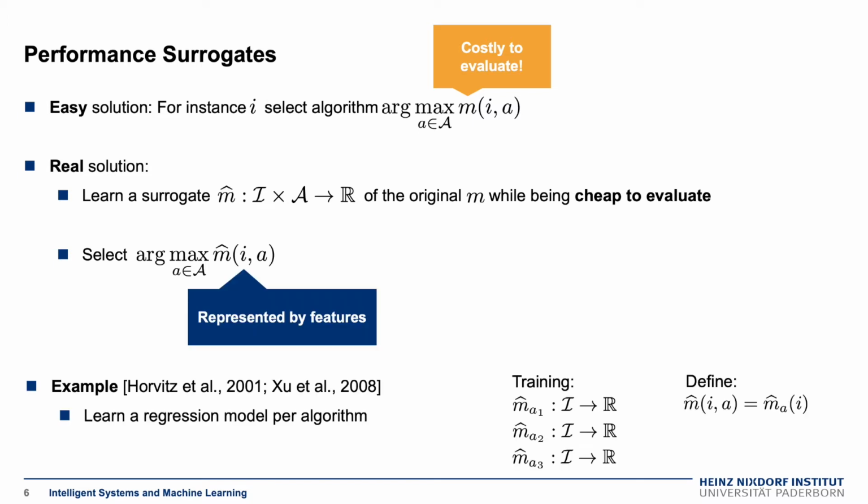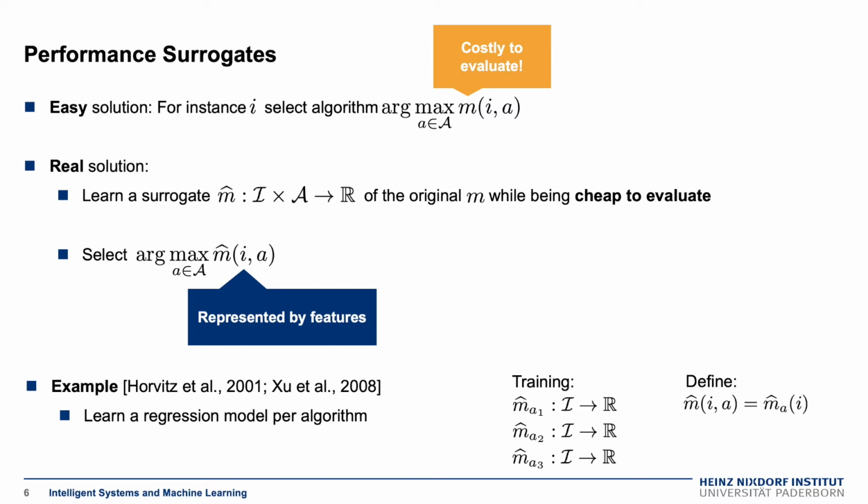And the key thing here in order to be able to do that is that we assume that we can represent instances by features. So for example, for a SAT instance, this could be something like the number of clauses or the number of variables, whatever, that basically gives the selector information regarding which algorithm might work best on that instance.